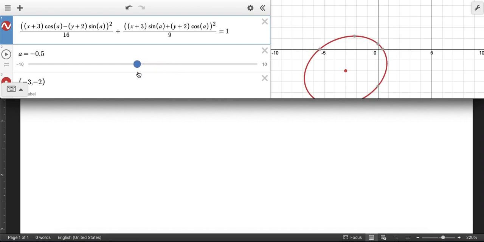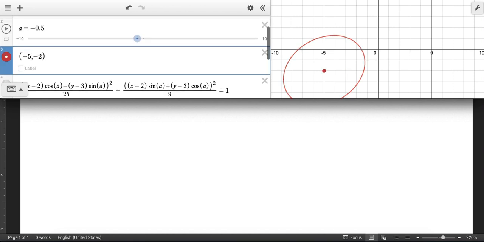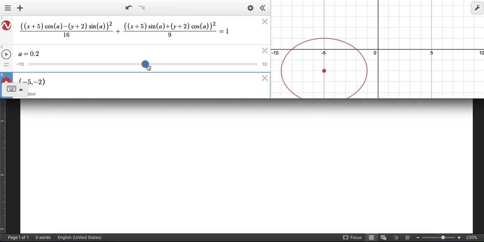And of course, you can move the center around by just changing these values, right? If I wanted to shift it left 5 instead of 3, I would put x plus 5, and I got to do it in both spots. X plus 5, and that shifts it left 5. So you can see that my center is now 5. I'm just showing you the center there so you can see it.